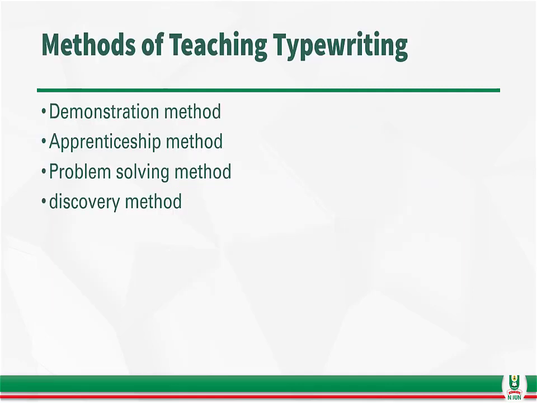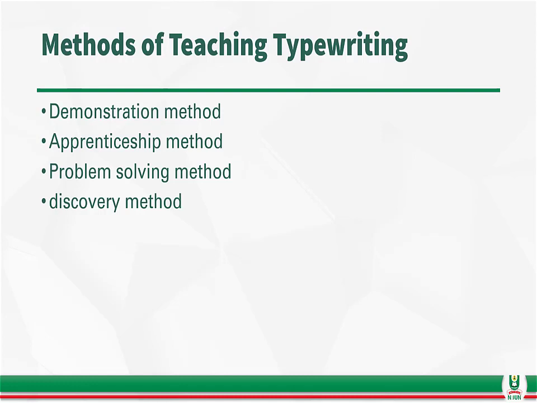There are methods of teaching typewriting. We have the demonstration method. In the demonstration method, the teacher will demonstrate to them how they will place their hands, how they will use the keys, how they will use their pencil, and how they will sit. He will demonstrate everything to the students so that they will know how to sit and get ready to type. In the apprenticeship method, the teacher demonstrates how to do it, and they repeat after the teacher.